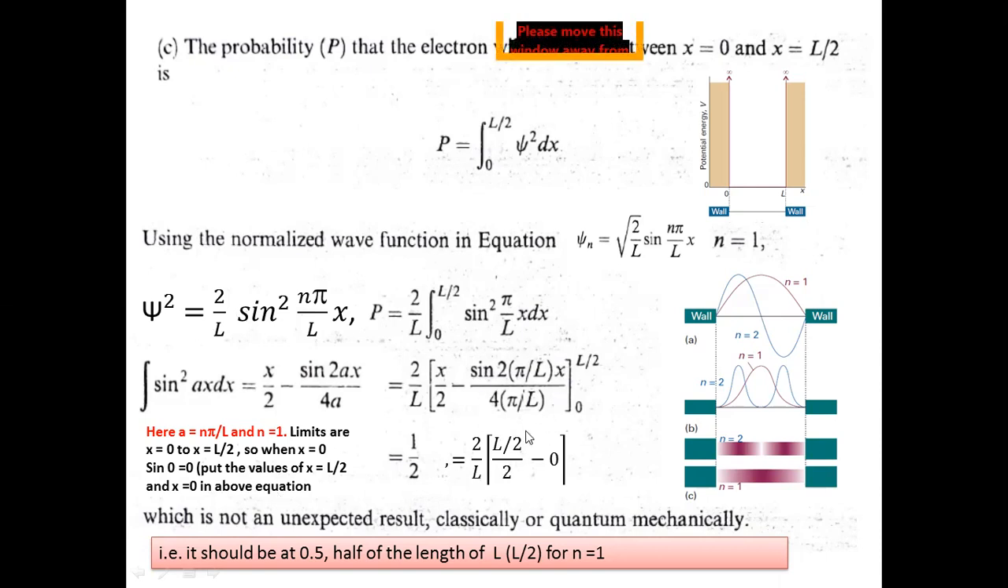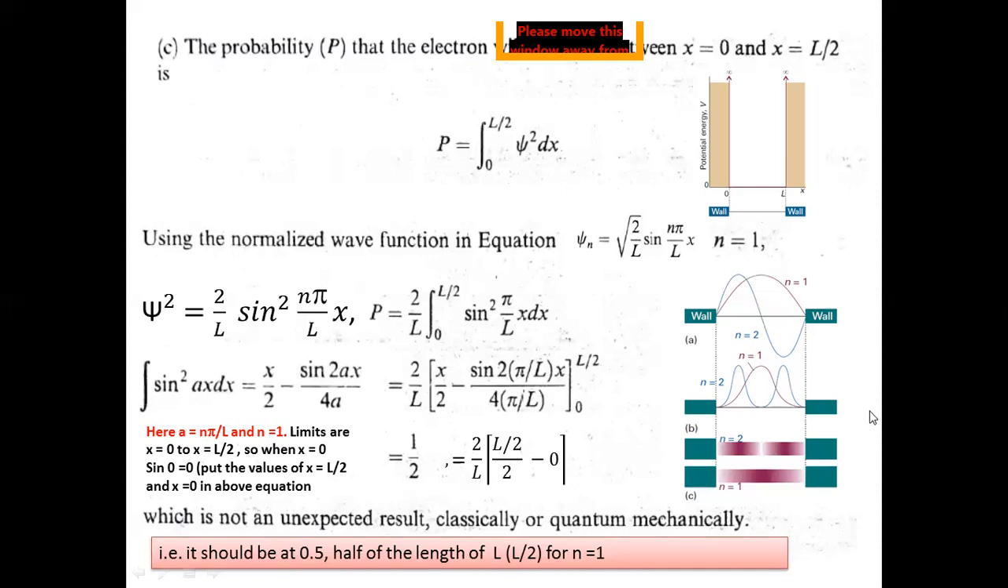So that's why this whole factor will become 0, and what is left? 2 over L. x is L by 2 divided by 2. 2 is cancelled out. Again L is cancelled out, and 1 over 2 is left. That is the solution of this part, and that means this is the probability of finding the electron between x equal to 0 and x equal to L by 2 when you have the energy level 1, and it would be 1 by 2.